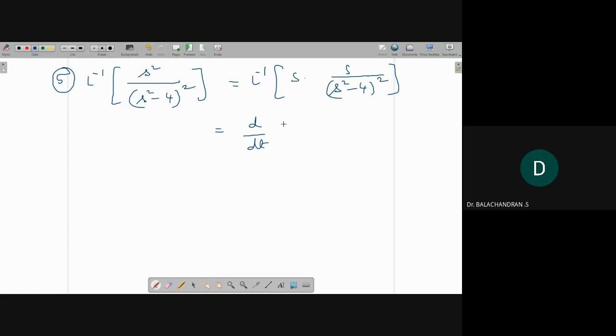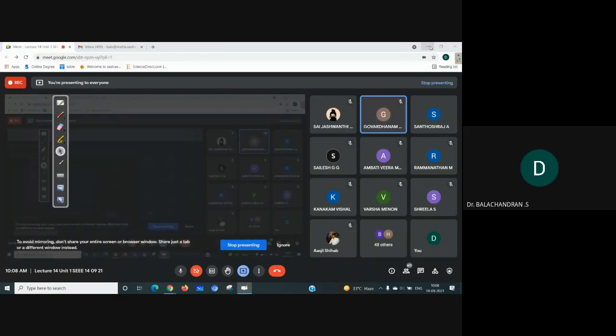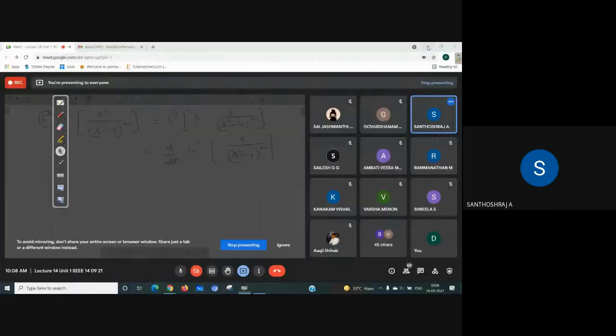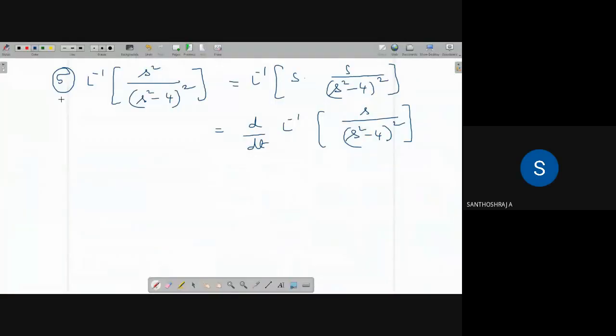This is equal to d by dt of L inverse of f of s, that is s by (s square minus 4) whole square. So now I need to solve this problem. Actually, this is the second problem. Yesterday I gave the five problems. Suppose you solve this problem, you can tell the answer. I got t by 4 sinh 2t, sir. Yes, t by 4 sinh 2t. Yes, thank you.